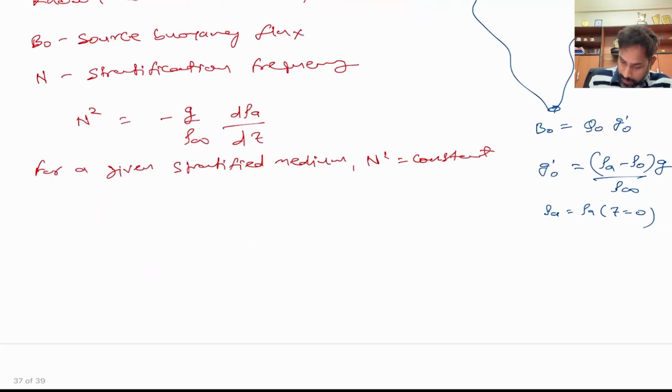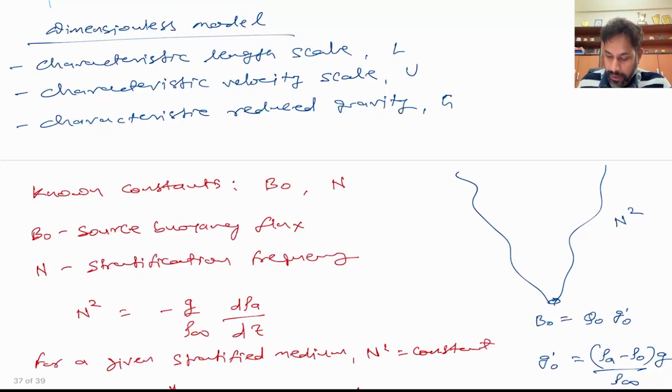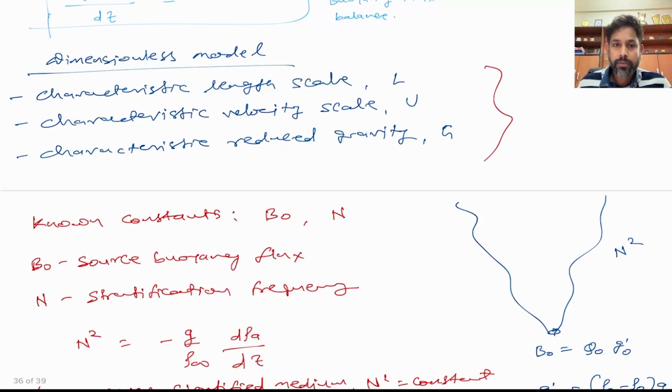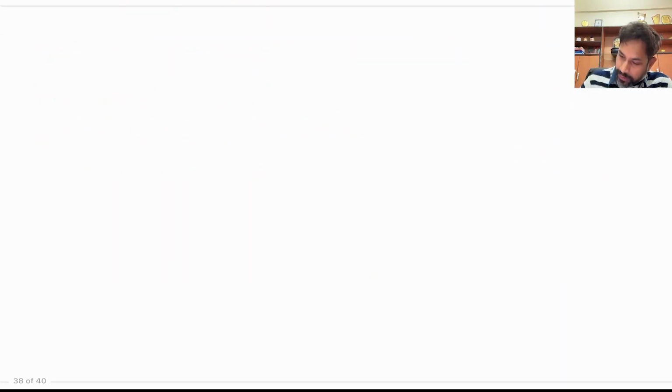All right, and what is the dimension of B naught? If you remember, this is m to the power 4 by s to the power 3. And what is the dimension of N? That is 1 by second. This is something we have already derived in previous lectures. So now we are trying to define the characteristic length scale, velocity scale, and reduced gravity, these three parameters, and we can do so only by considering the known quantities. That is how your characteristic length, velocity, etc. are defined. And that is why we can start with the characteristic length scale here.